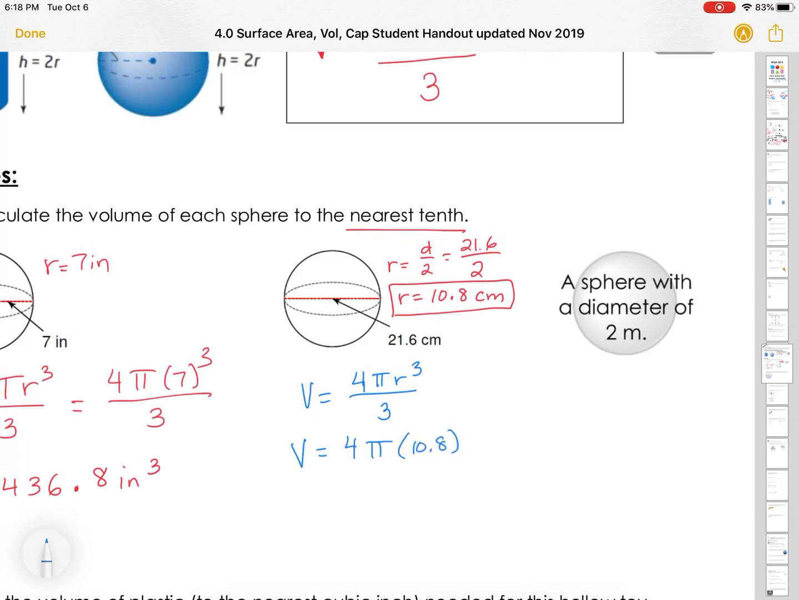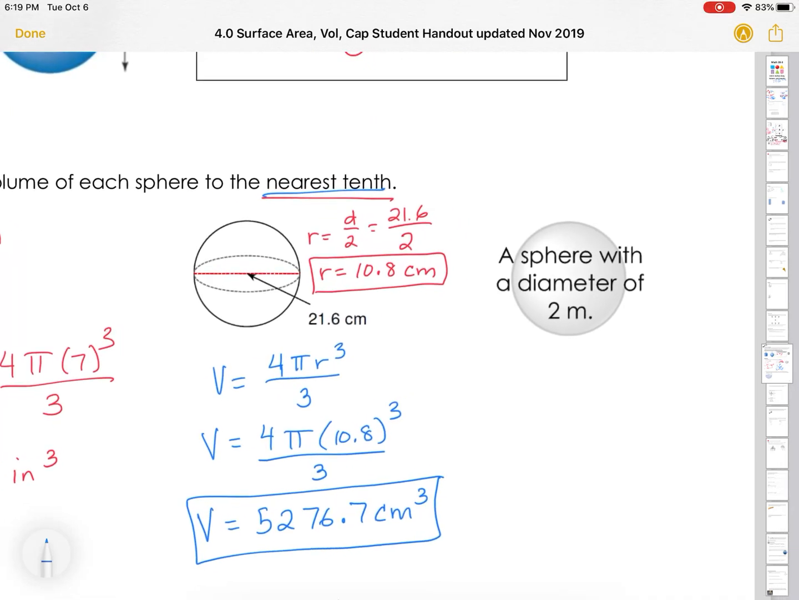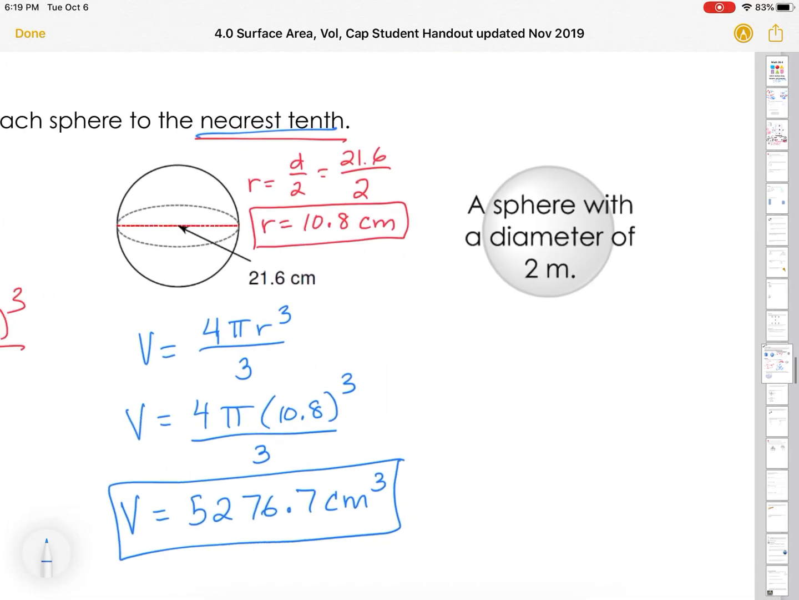So 4 pi 10.8 cubed all over 3. Put that in your calculator. You'll get 5276.7 centimeters cubed, and that's to the nearest tenth.